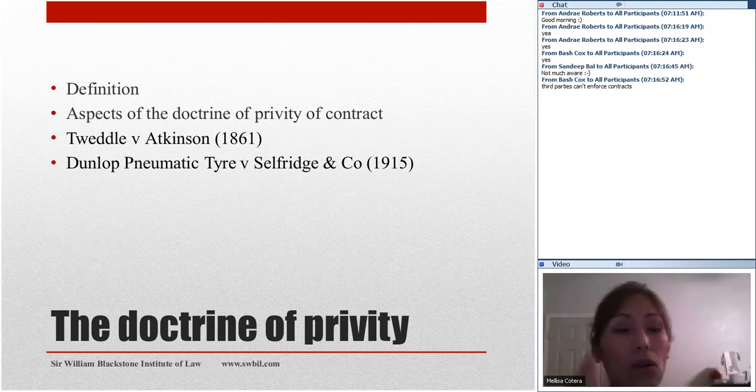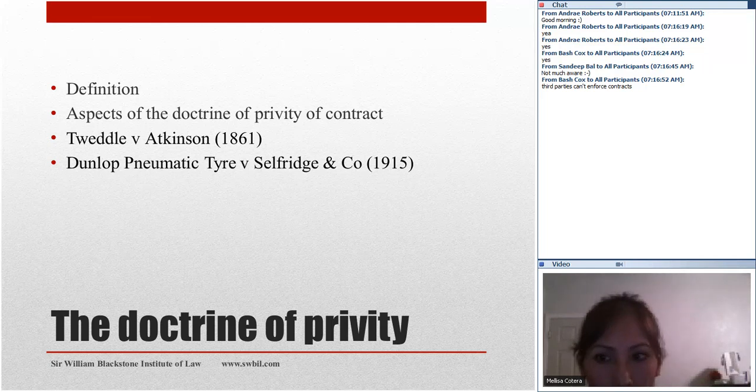We can see other cases that illustrate the problems created by the doctrine of privity. One of the cases where we can see this problem is Dunlop Pneumatic Tyre versus Selfridge and Company. What are the facts of this case?